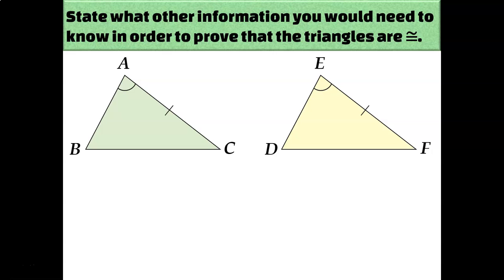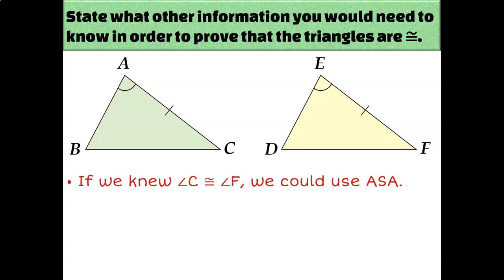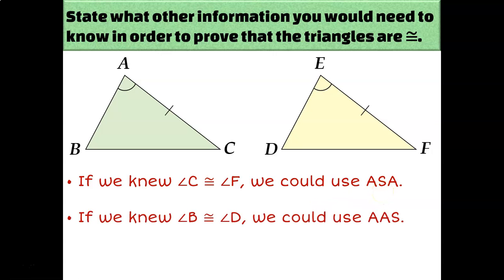What other pair of congruent things would you need to know in order to say that these 2 triangles are congruent? Well, you actually have a few different options. If you knew that angle C was congruent to angle F, then we could use angle-side-angle. If this angle was congruent to this angle, then I would have an angle and a side and an angle. The side is included between the 2 angles, so I could say the triangles were congruent using ASA. Or you could have picked the other pair of angles. If I had said that angle B was congruent to angle D, I would have an angle and a side. The side is not included between the two congruent angles, so I would use angle, angle, side.